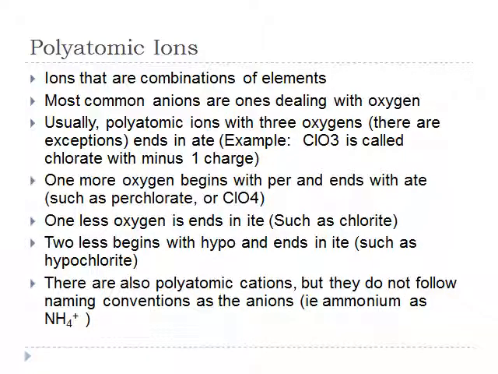Now there are also polyatomic cations, but they do not follow naming conventions like the anions, and I wouldn't really go through it in this lecture. So for example, a polyatomic cation is the ammonium, which is the NH4 with 1 plus charge.